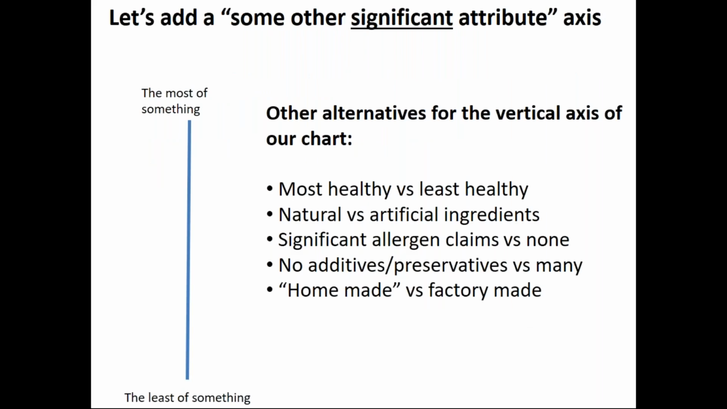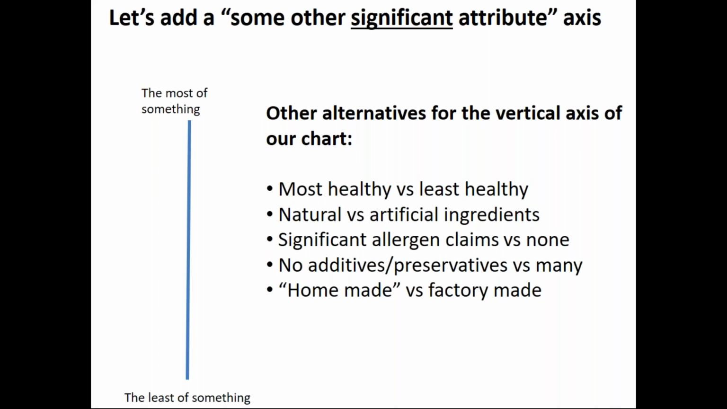Now for a vertical axis, this can really be anything. I think it's whatever is meaningful in this particular category. It might be the most healthy product versus the least healthy. This is obviously going to be a very subjective kind of ranking. You could create some sort of scoring system. When I do this, I just eyeball it and plot it roughly, just to get a sense.